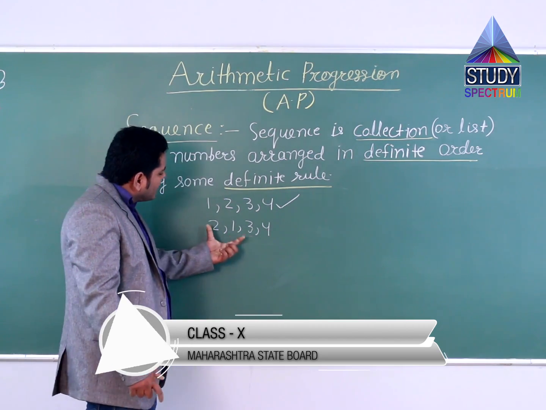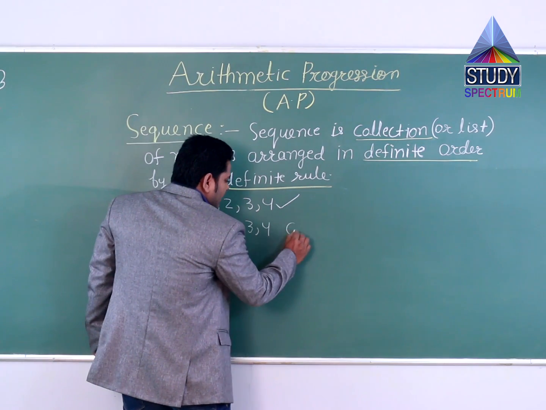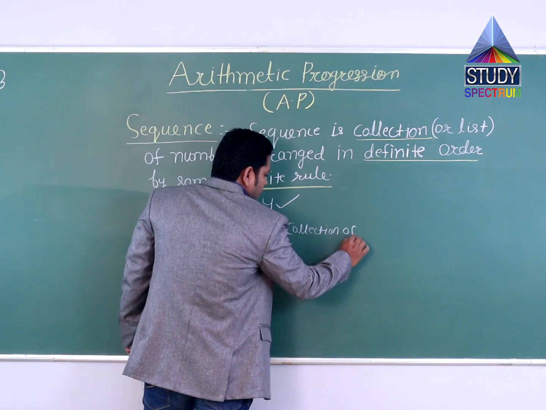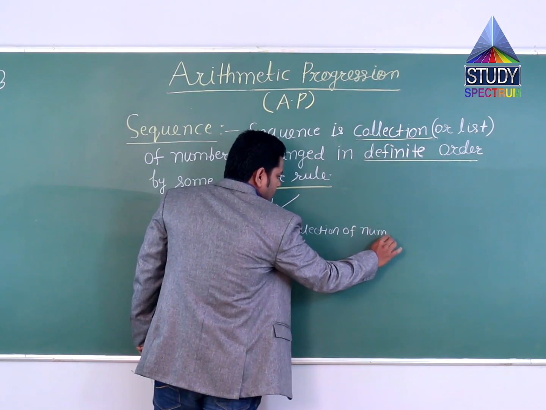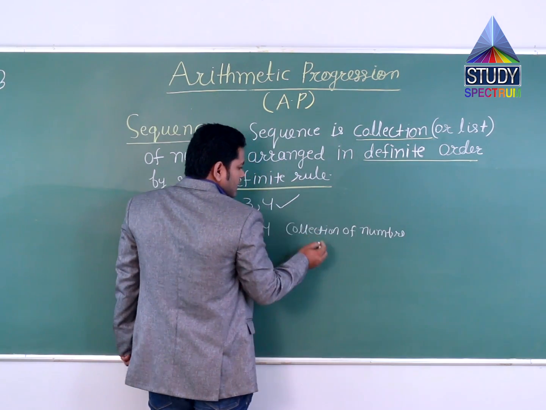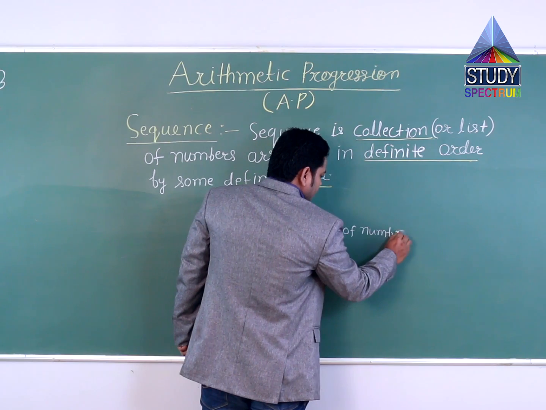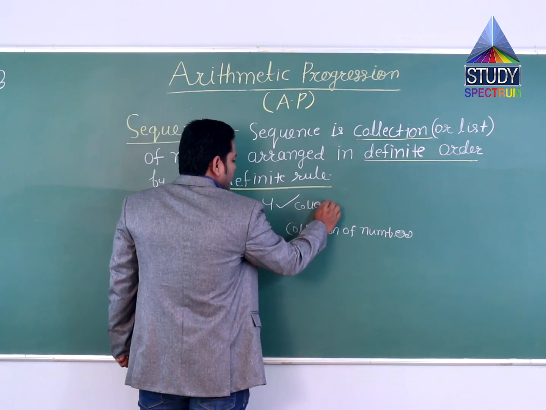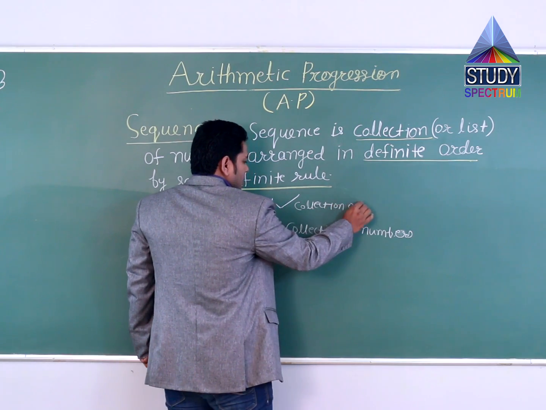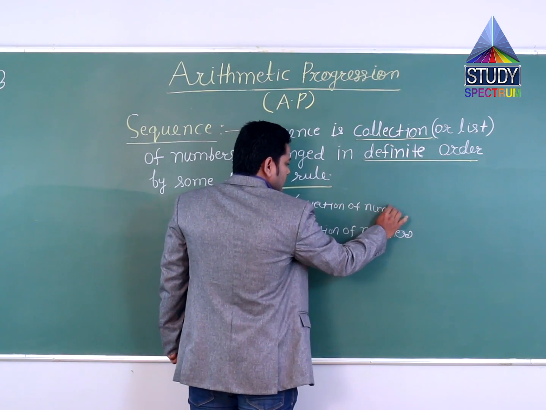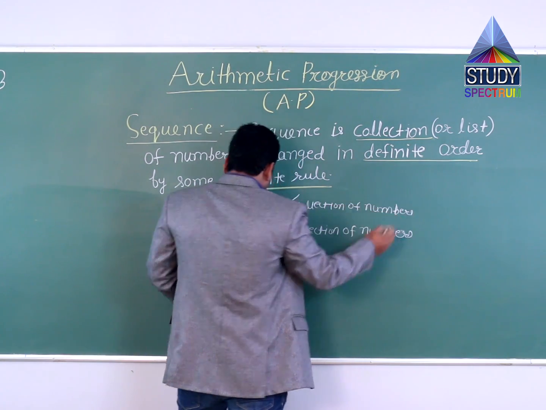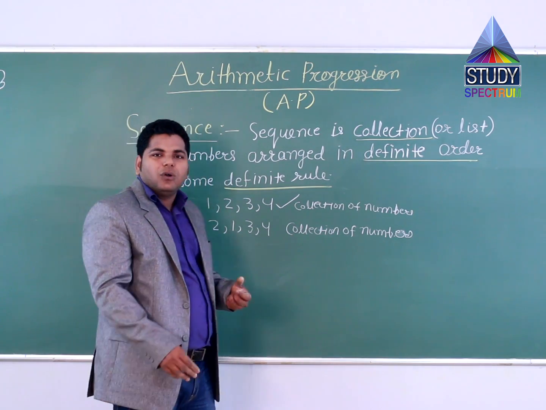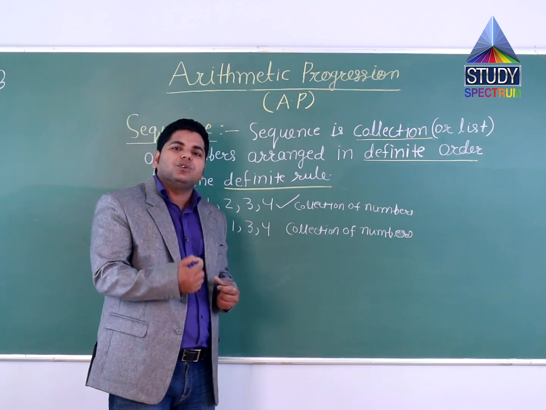This is a collection of numbers. This is also a collection of numbers. But in the second case, there is no definite pattern. There is no definite order.